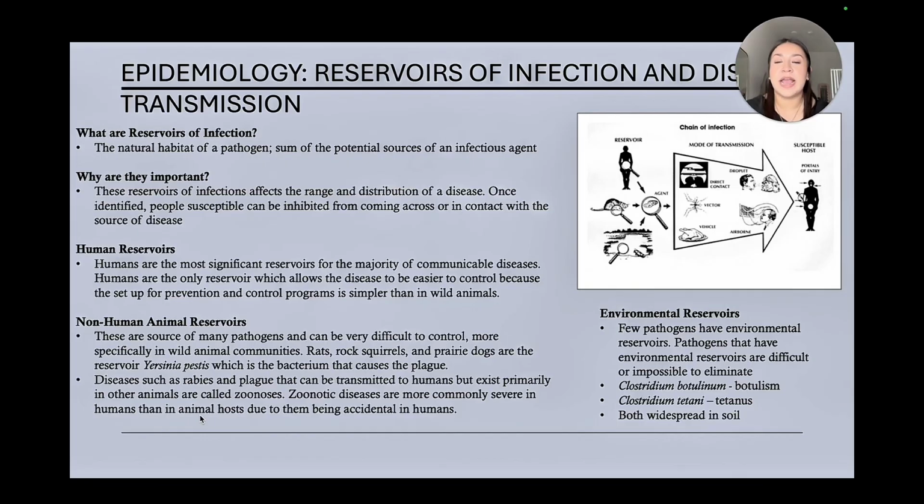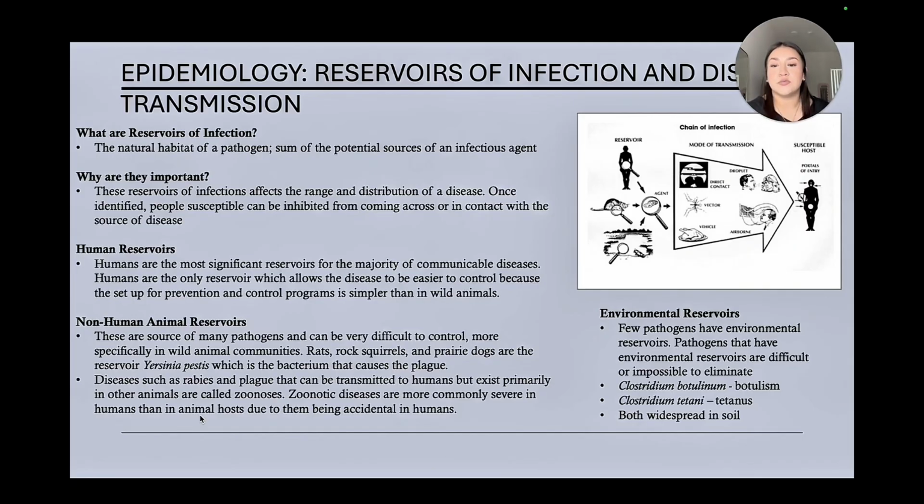which is non-human animal reservoirs. These are the source of many pathogens and can be very difficult to control, specifically in wild animal communities, as I mentioned. So rats, rock squirrels, and prairie dogs are the reservoirs for Yersinia pestis, which is the bacterium that causes the plague.